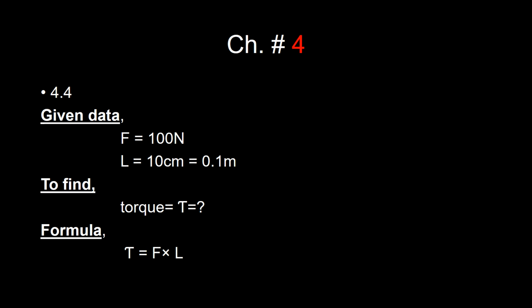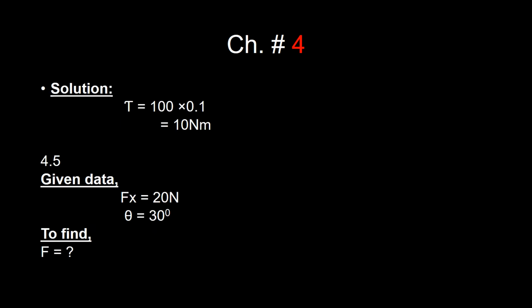The symbol of torque is tau, not T, it is tau, and the formula of tau is F into L, meaning force into perpendicular distance of the force from the pivot. Now for the solution, put the values. Force we are given as 100, and L, the moment arm, is 0.1. Multiply these two values and you will get the torque, which is equal to 10 Newton meter.